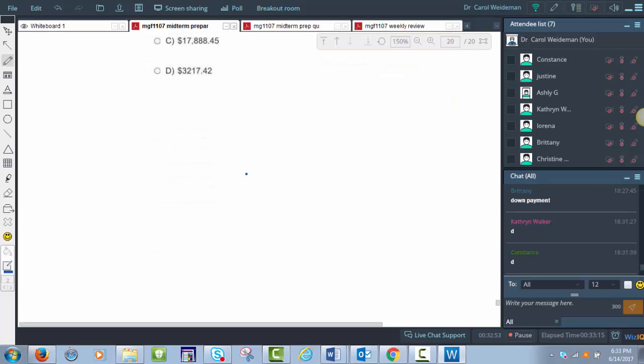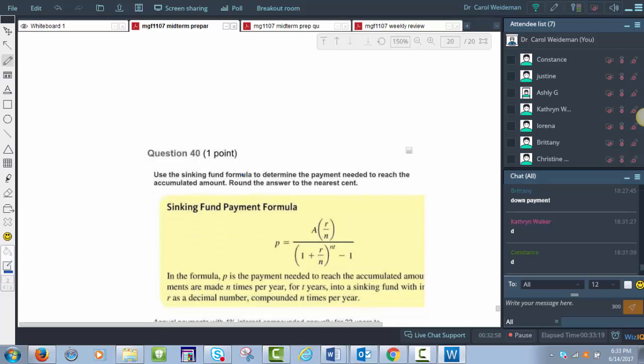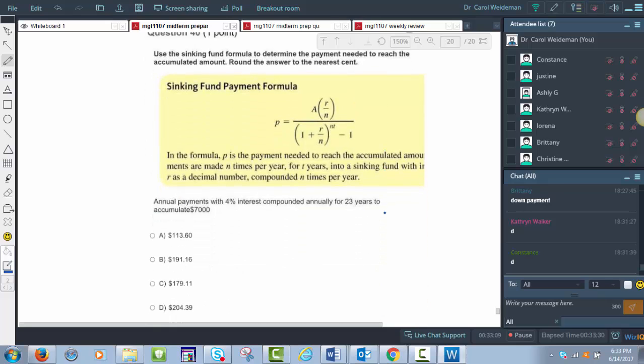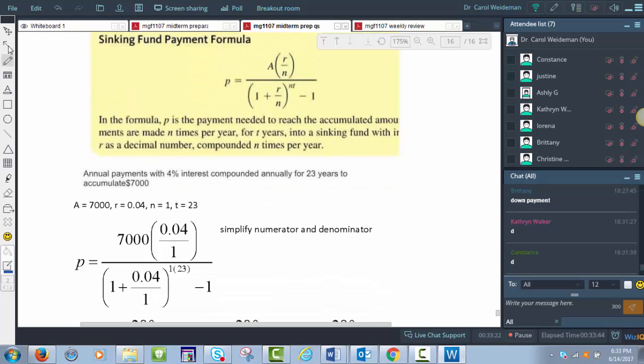All right, and then the last formula we did here was the sinking fund formula. And this is telling us what the payments are. Remember, this is what I was saying is a little different from what we looked at before. This time you're not going to put a lump sum in. You're going to put in a certain amount of money each period over the course of the sinking fund. So we want to make annual payments with 4% compounded annually for 23 years, and we want to accumulate $7,000. That's our goal. So not a big goal for 23 years, so it's not going to be a very big answer.